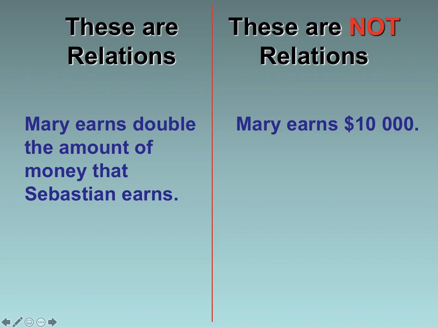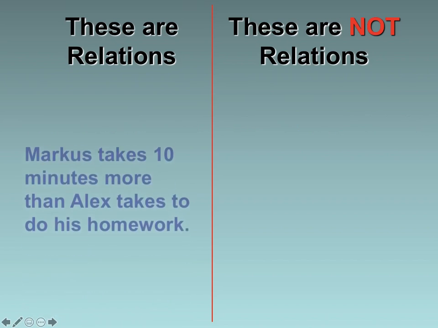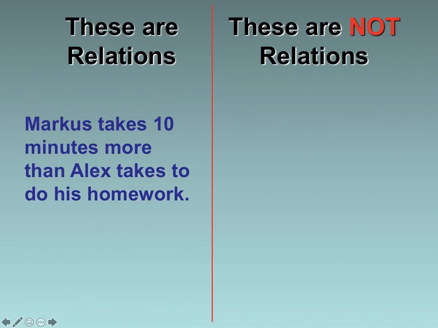In the story on the right, there is no guy named Sebastian. There's just Mary and her $10,000. And if Mary has 3 dogs or 4 dogs or 5 dogs, that doesn't change anything about the amount of money she earns. There's no connection between two numbers. Look at this example. Marcus takes 10 minutes more than Alex to do his homework. Okay, we know that if Alex takes 20 minutes, then Marcus takes 30. We know that the amount of time that Marcus takes depends on how long it takes Alex.